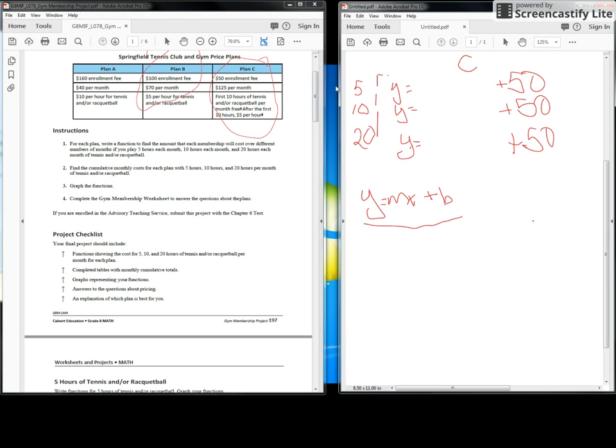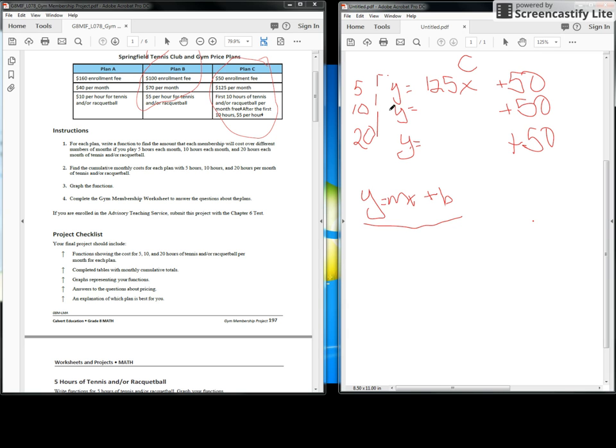So now let's talk about 5 hours of racquetball. We know this plan is $125 per month. How much money would it cost to play 5 hours of racquetball a month? Well, let's read the description. The first 10 hours of tennis or racquetball are free. Oh, great, so I don't have to add anything. It's just $125 per month, which I'm using X for.